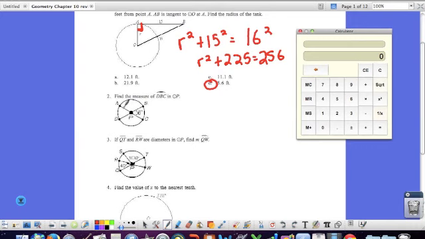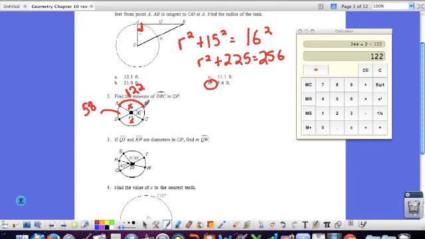Find the measure of DB, of arc DBC in circle P. It looks like DB is a diameter, but I don't know for sure. So if this is 58 degrees, that is also 58 degrees. So if the entire circle would be 360 degrees, minus 58 is 244. This and this are congruent. So 244 divided by 2 is 122. So arc AB is 122.